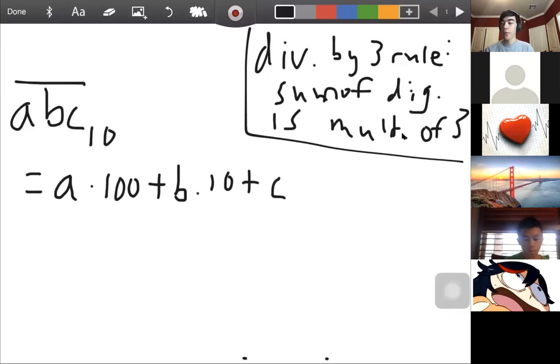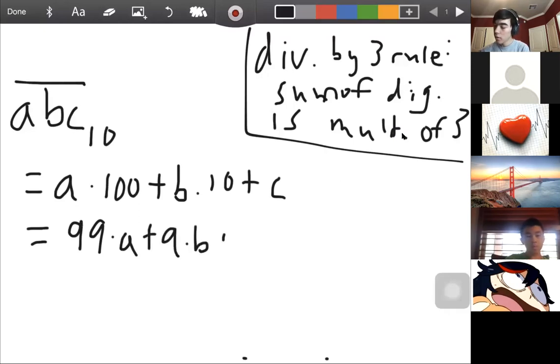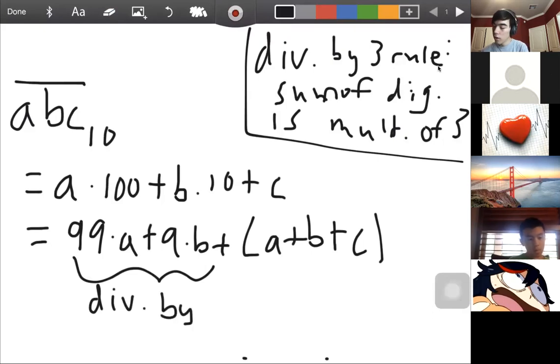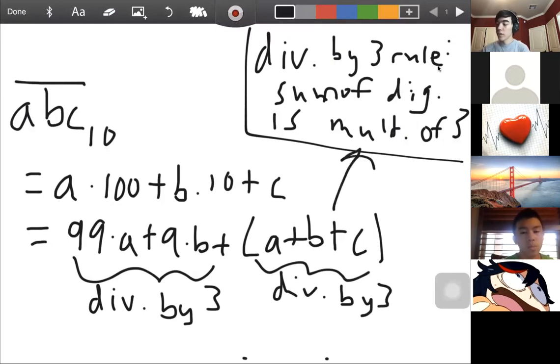So if you want this to be divisible by 3, what we can do is pull out 99 times A plus 9 times B, plus, on the right hand side, we get A plus B plus C. As you see, this number is clearly divisible by 3. So for the total thing to be divisible by 3, we also need this to be divisible by 3. And that's where we get the sum of the digits. A plus B plus C must also be a multiple of 3 for everything to be a multiple of 3.